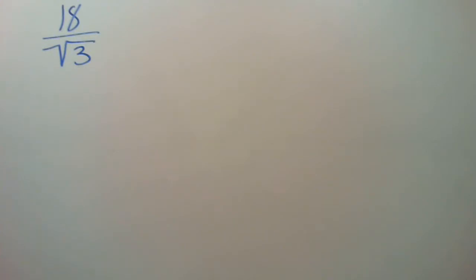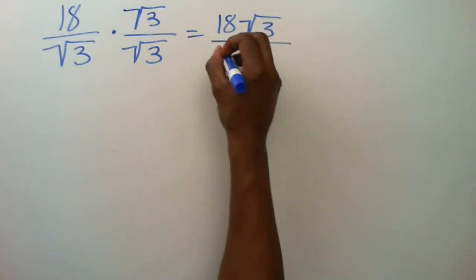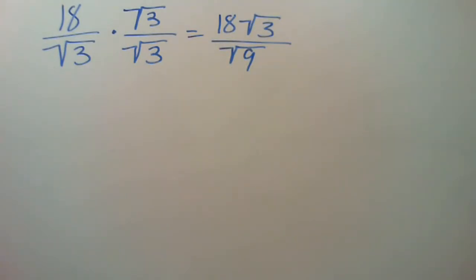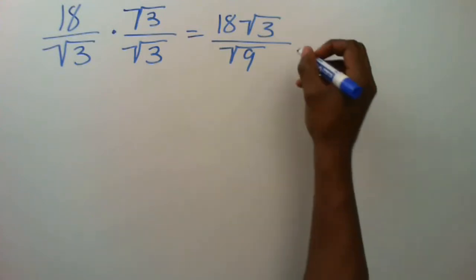Let's take a similar problem. 18 over the square root of 3. The first thing you want to do is multiply the numerator and the denominator by the denominator, the square root of 3. Once you multiply the fraction by the denominator, you will have 18 times the square root of 3 over the square root of 9. Looking at the denominator, the square root of 9 is a perfect square and can be reduced to 3.